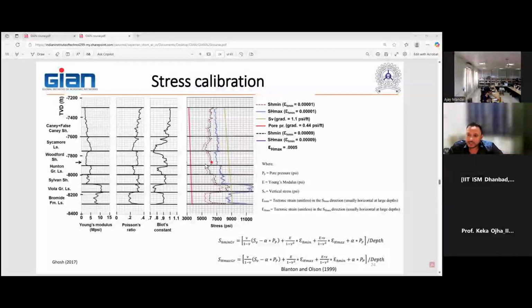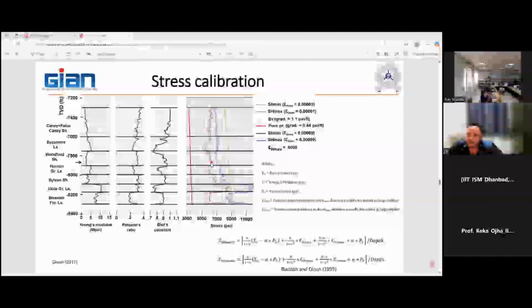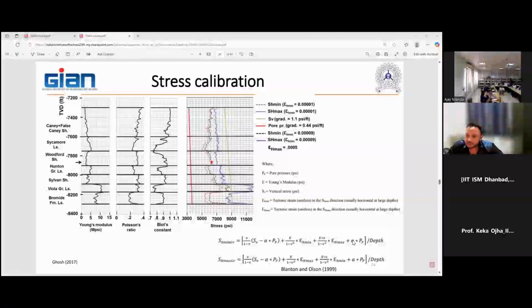And how did I know that this is the correct calibration? That is coming from hard data. Some people fracked that formation, the Woodford shale, and from that fracking, they got this minimum horizontal stress. So I changed these tectonic strains here in such a way that these lines are very close to that minimum horizontal stress at this location, because I know the depth at which the fracture happened. This is called stress calibration.